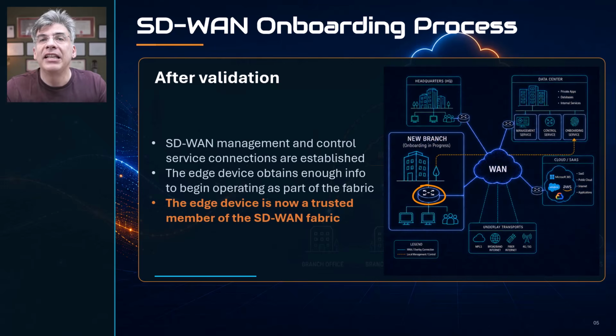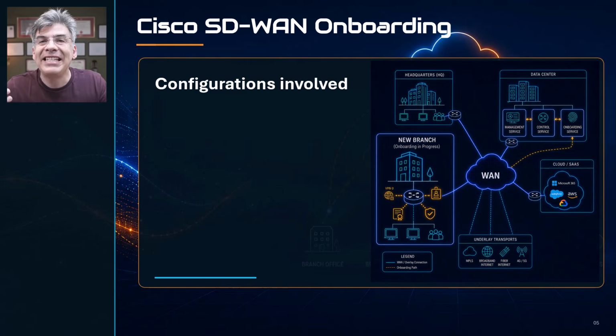At this point, the device is no longer just a router with a WAN interface, it becomes a trusted member of the SD-WAN fabric. Now, let's map this to the Cisco Catalyst SD-WAN terminology and processes so we can take a look at a more real-world situation.